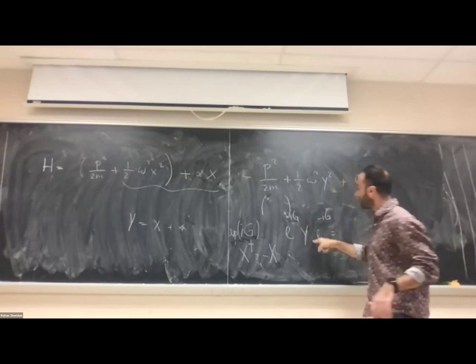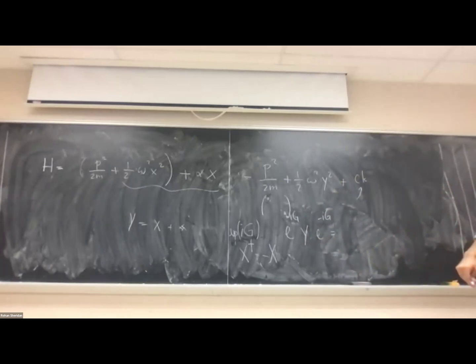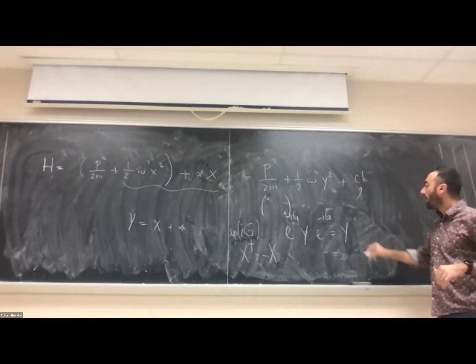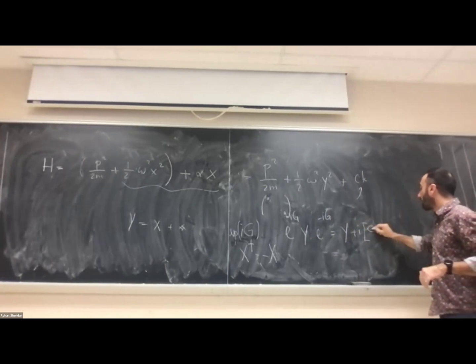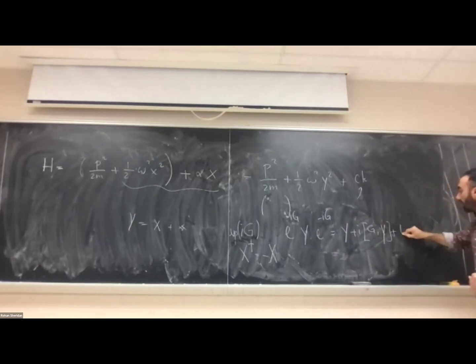I think the form I gave you is this, right? What is the form I gave you of BCH? Yeah, I think this is the form I gave you. This is Y plus i, commutator of G and Y, plus i squared over 2, commutator of G and [G, Y], and the rest continues. These are called nested commutators.